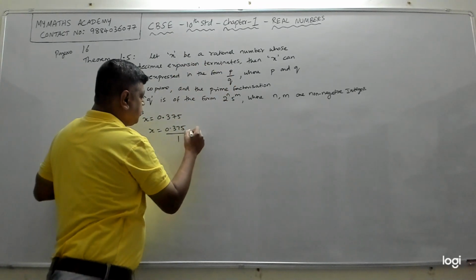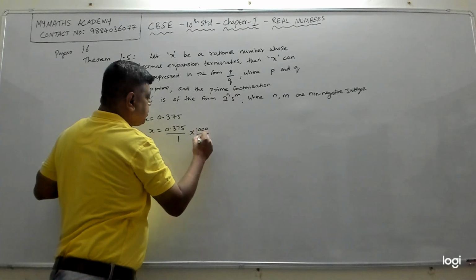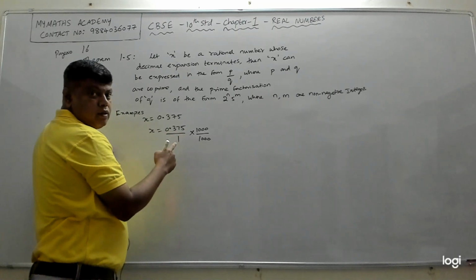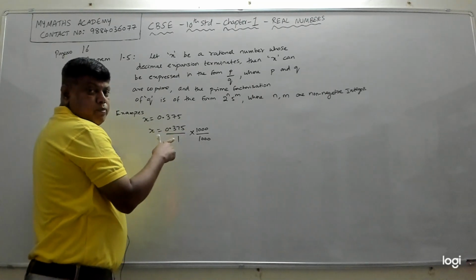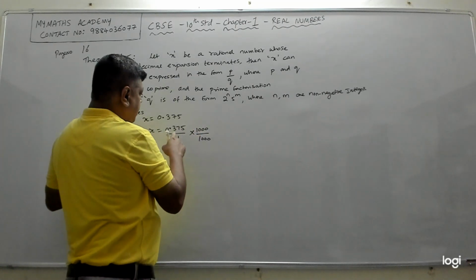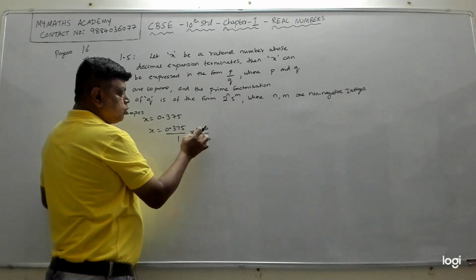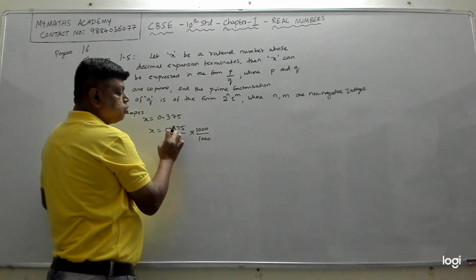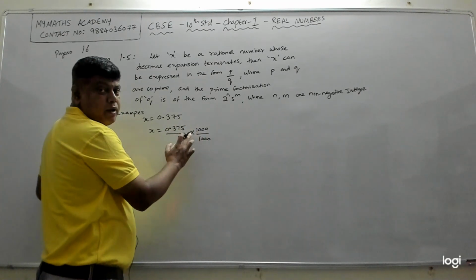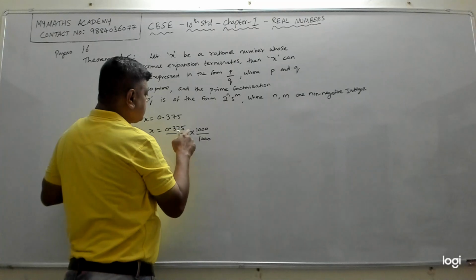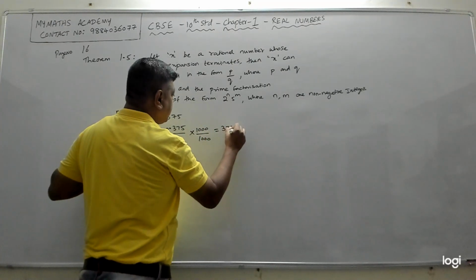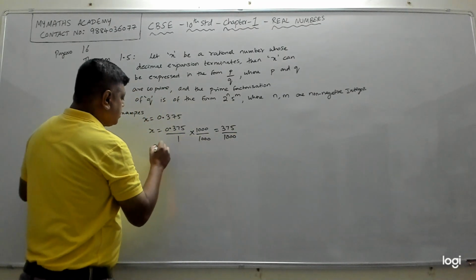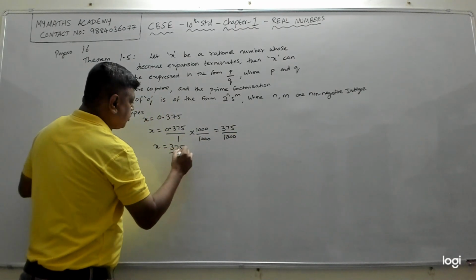To convert this, we will multiply by 1000, divide by 1000, because we have 3 numbers after the decimal. So if you need to convert the decimal to fraction, we have to multiply with that many zeros, 3 zeros, because we have 3 numbers. So we have to multiply by 1000. If it is two digits after the decimal, you have to multiply and divide by 100. Now 0.375 into 1000 will give you 375. By 1 into 1000 is 1000. Now x is equal to 375 by 1000.